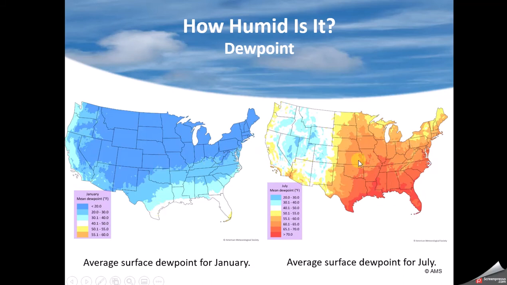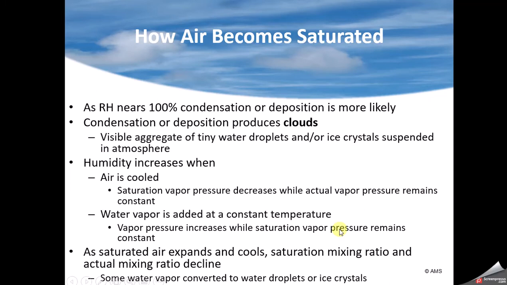You can see the huge difference in the summertime. Notice the Rockies, boy, almost like a dividing line right there. It's a lot drier out there in the summer. And guess what? There's a lot more forest fires out in California because it's drier. More humid down here, definitely along the coastlines. So humidity can increase in a couple different ways. Air is cooled, so saturation vapor pressure will decrease. Or more moisture evaporates, so you wind up increasing the vapor pressure, getting close to saturation.